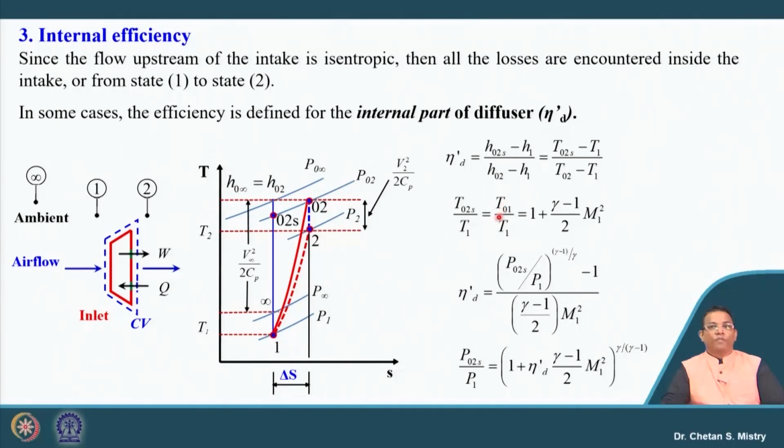Here also we know the isentropic process can be represented in terms of Mach number. If we write this equation, P02S by P1, which is my entry static pressure, is a function of my internal efficiency. So, when we are solving numericals, or reading the leaflet given by the engine manufacturing company or the intake company, you need to be very careful about which parameter they have defined. Is it diffuser efficiency, pressure recovery factor, or internal efficiency?